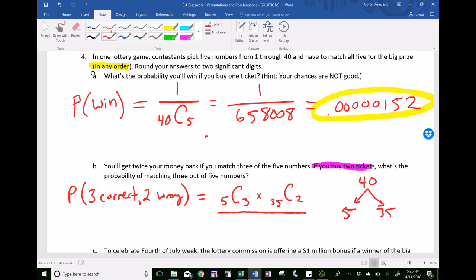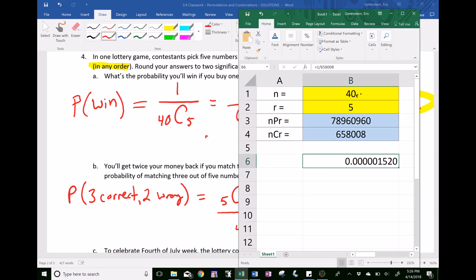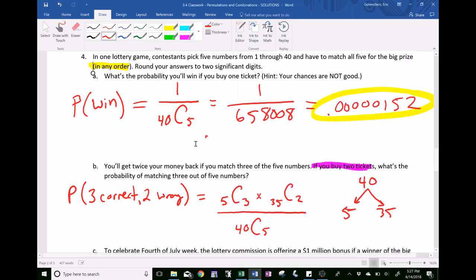So how many ways can we pick the 3 correct numbers out of the 5? How many ways can we pick the 2 incorrect numbers out of the other 35 and divide that by total number of tickets, which we got in part A? That's the 40 combination 5. So let's see what we got. Okay, so we need 5 combination 3. That's 10, and we need 35 combination 2, which is 595.